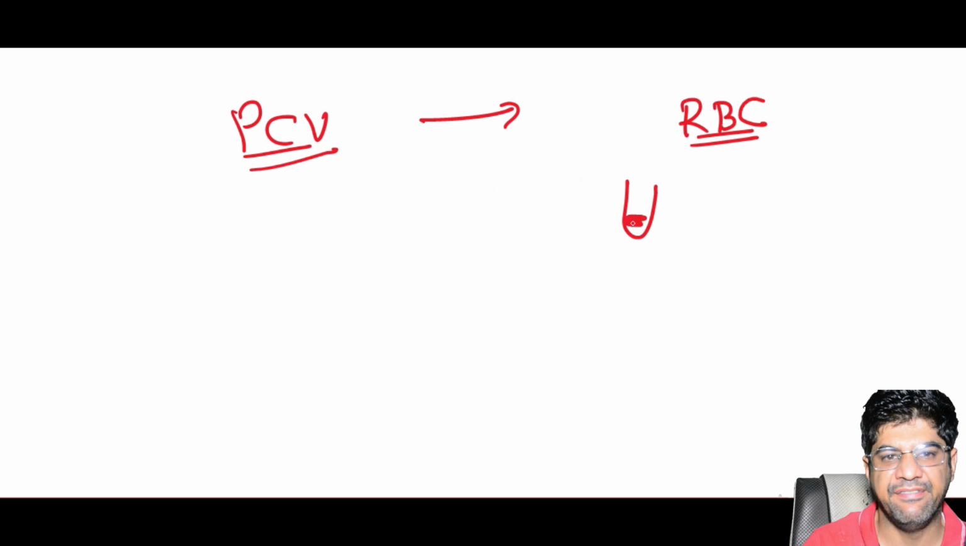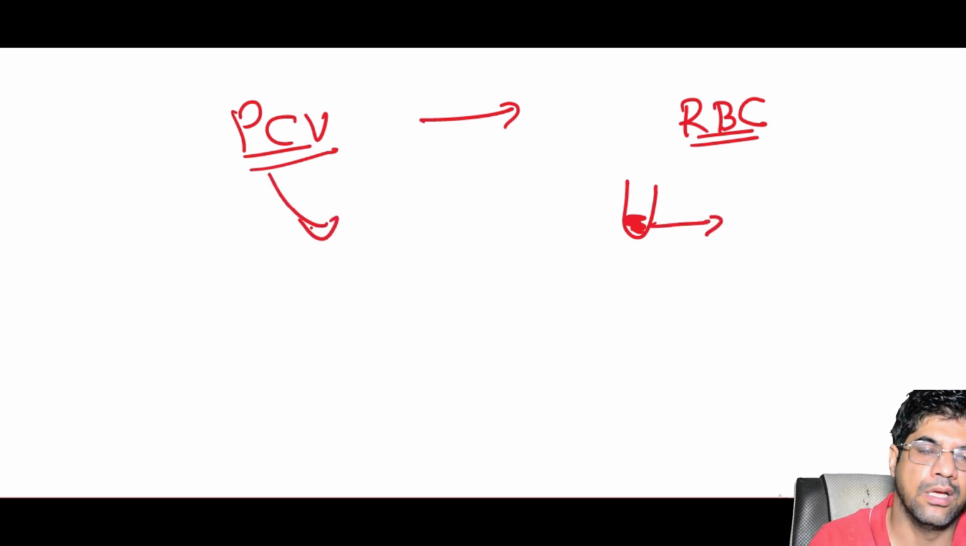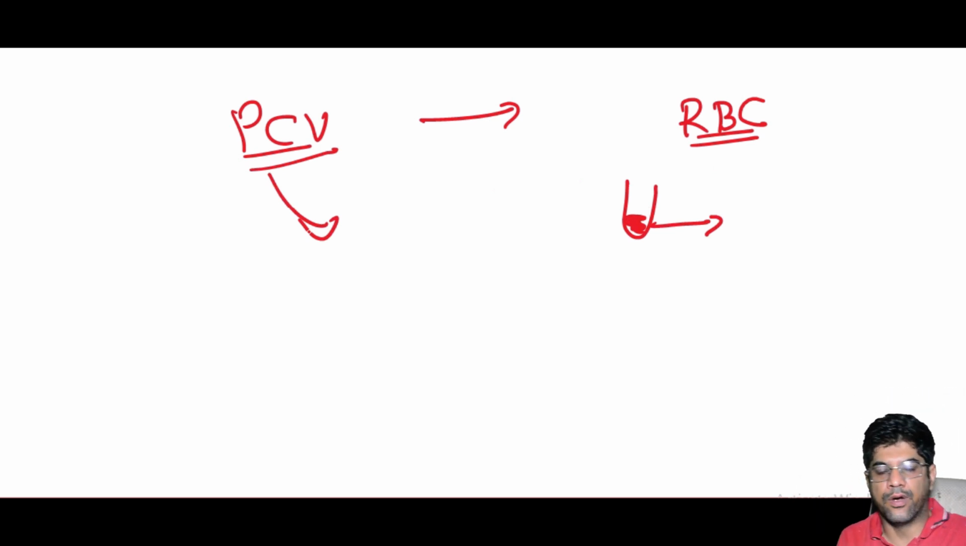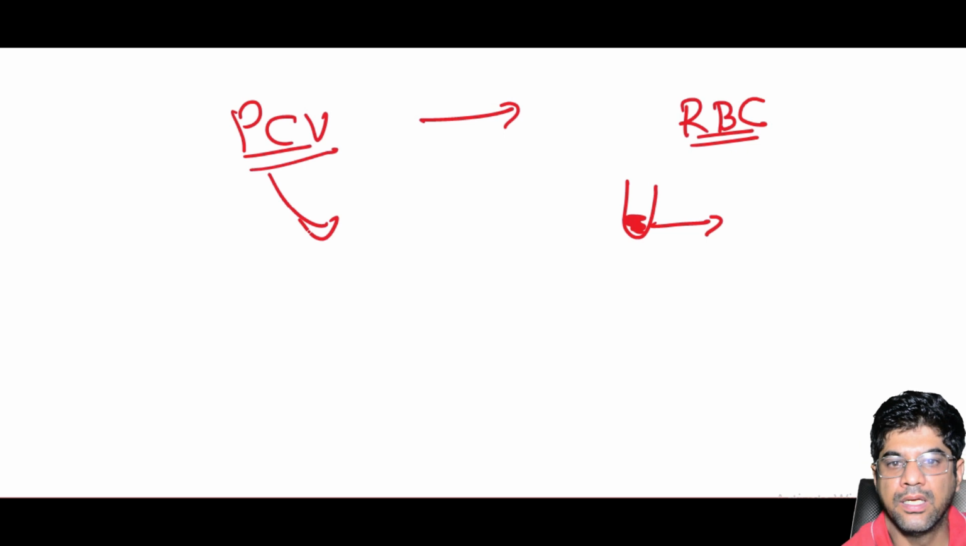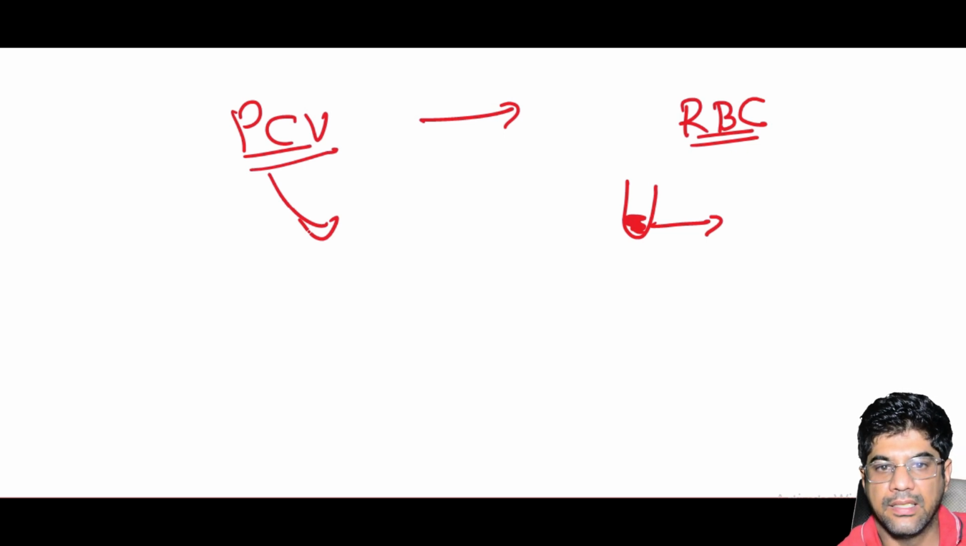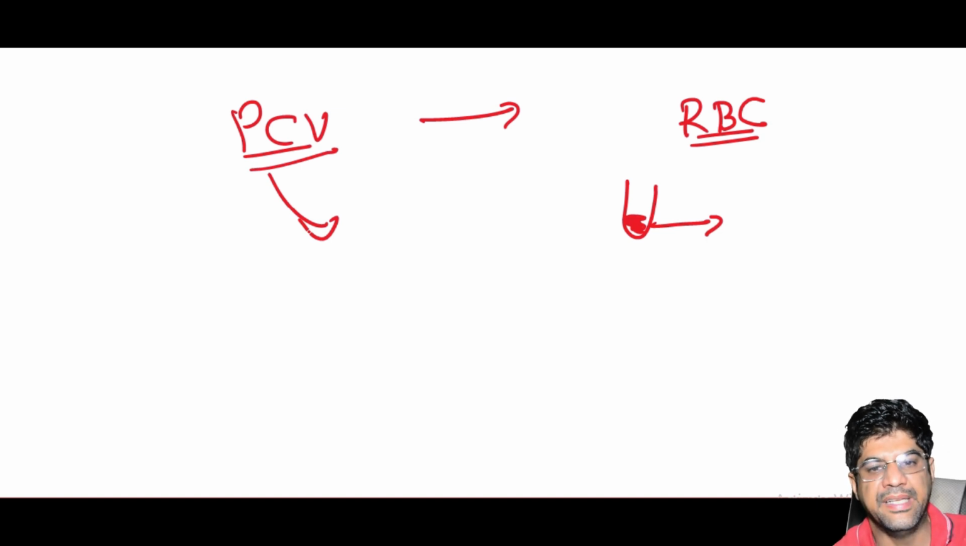So how is this PCV measured? First, blood is mixed with a substance, that is the anticoagulant, in order to prevent the clotting. So this tube is spun really fast in centrifuge, making the RBC settle down. So the percentage of the tube filled with RBC at the bottom is your PCV.